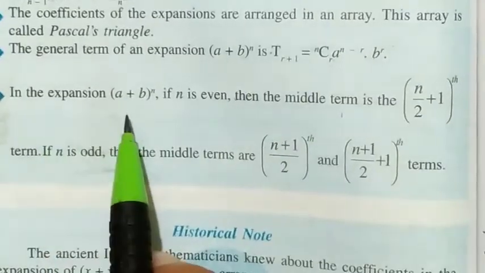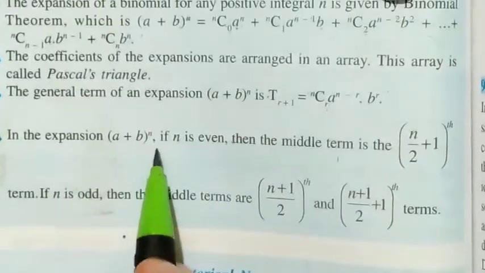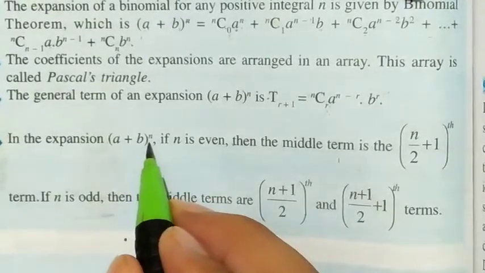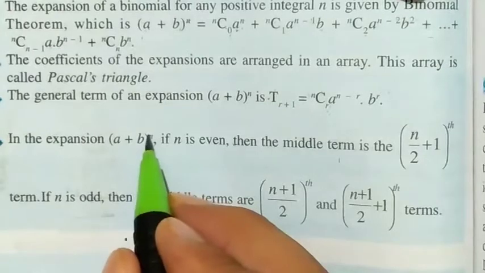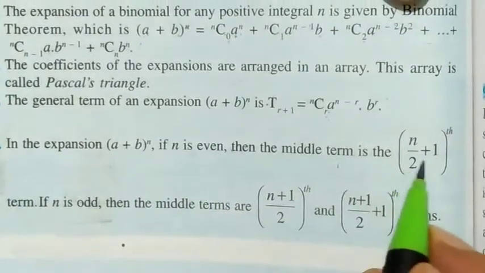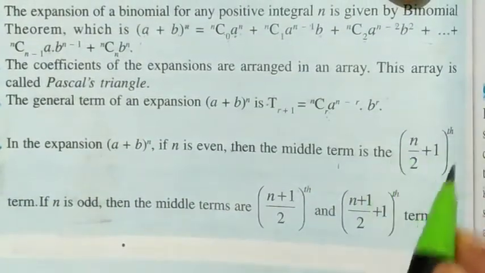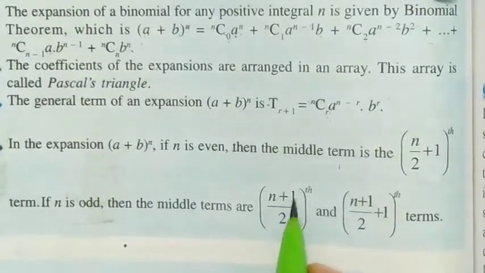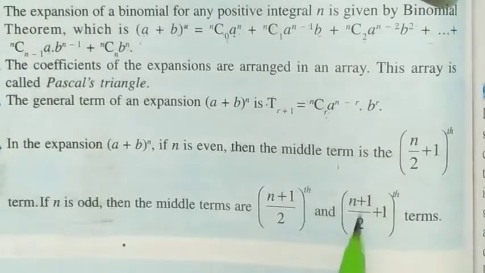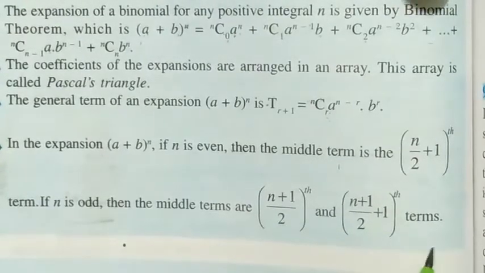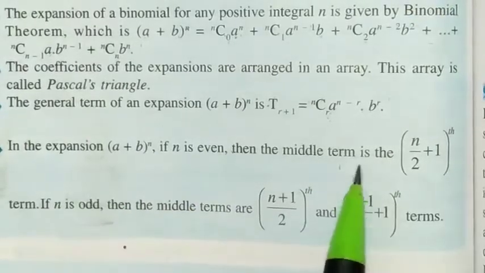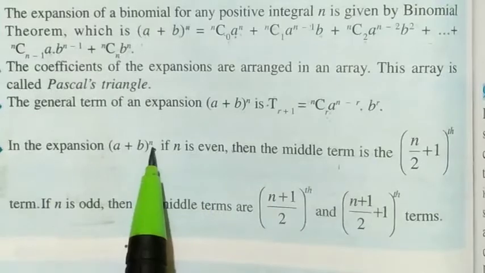Now in the expansion (a + b)^n, if n is even, so for n even, the middle term is the (n/2 + 1)th term, means only one middle term. And if n is odd, the middle terms are the ((n+1)/2)th term and the ((n+1)/2 + 1)th term. So there will be two middle terms if n is odd, and only one middle term if n is even.